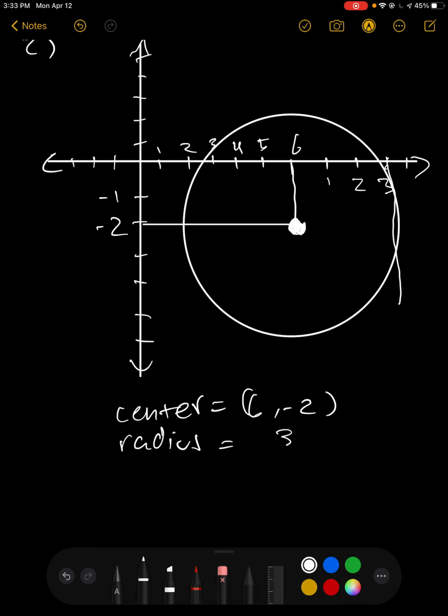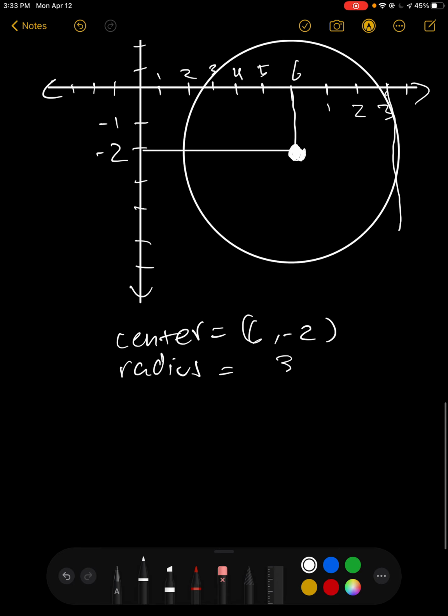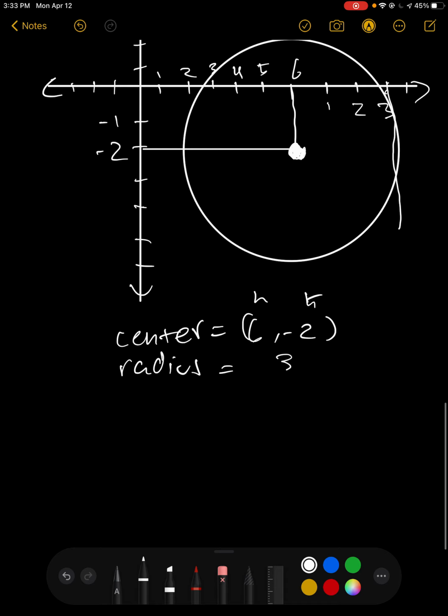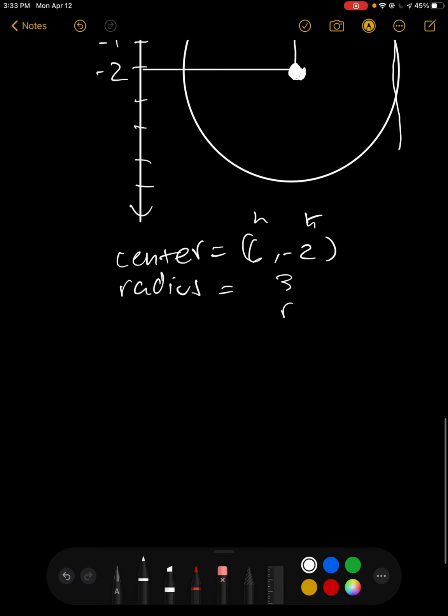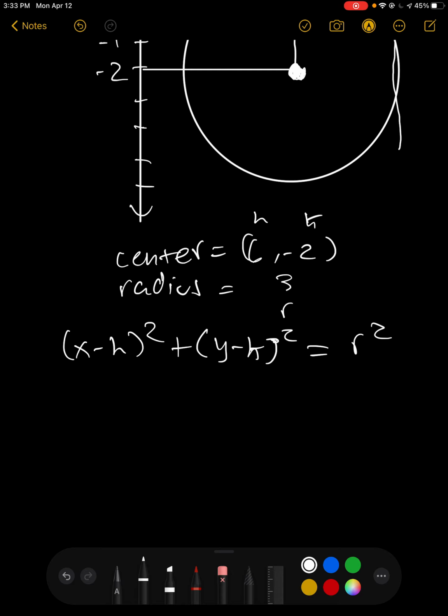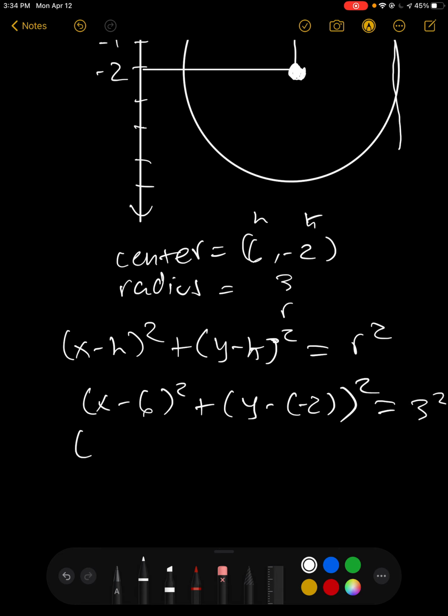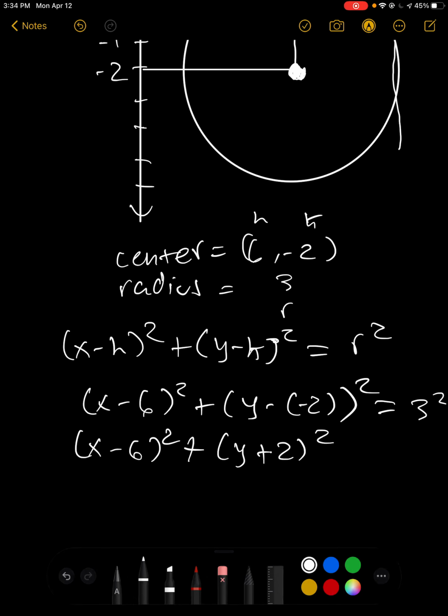So now we can write our equation for the circle. So we remember that the center is h and k, right? And we know that the radius is r. So we can go back to our standard form, x minus h squared plus y minus k squared is equal to r squared. So now we can just substitute in the values. So we have x minus 6 squared plus y minus negative 2 squared is equal to 3 squared. And when we simplify this, x minus 6 squared plus y plus 2 squared is equal to 9.